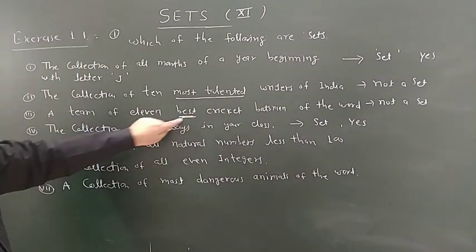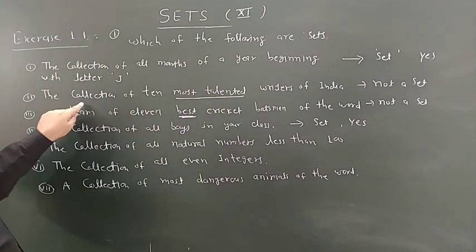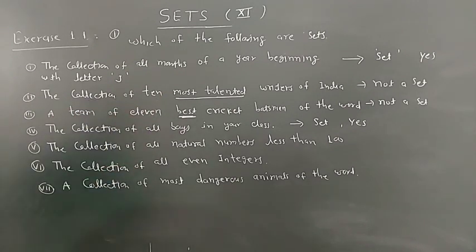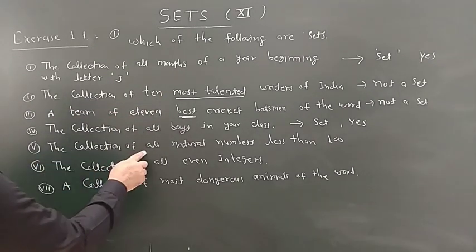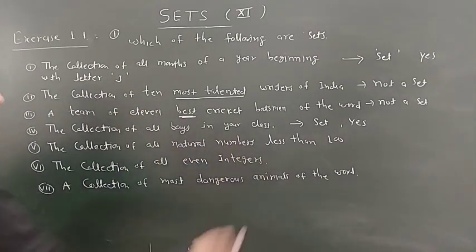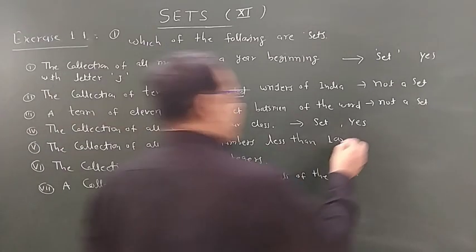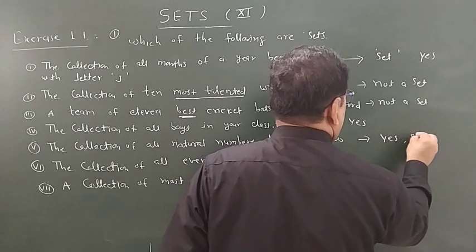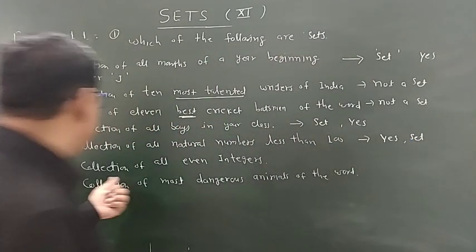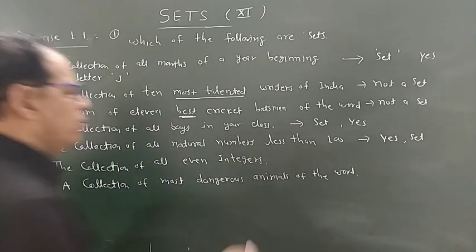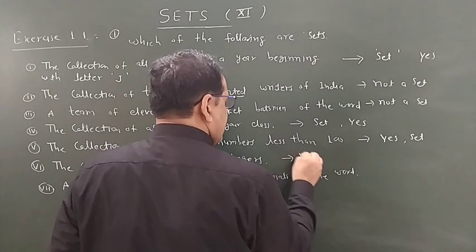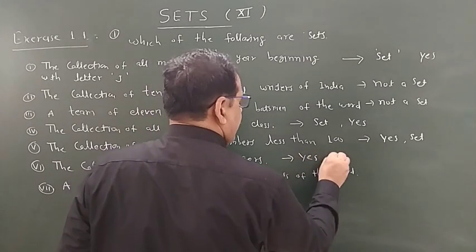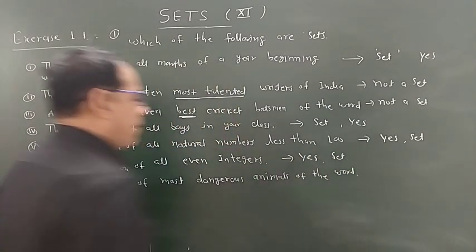This is the reason due to which these collections are not well defined. The collection of all natural numbers less than 100, clearly this is a set. There is no problem. Yes, set. The collection of all even integers, there is no problem. So yes, this is also a set, because the collection is well defined.